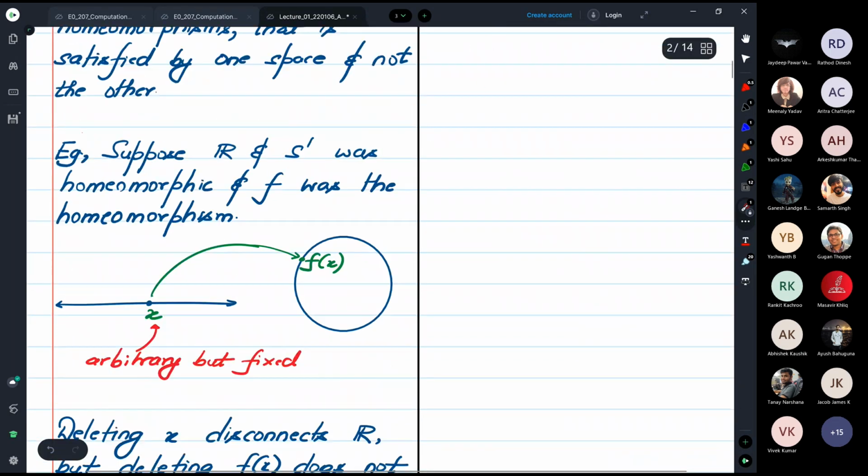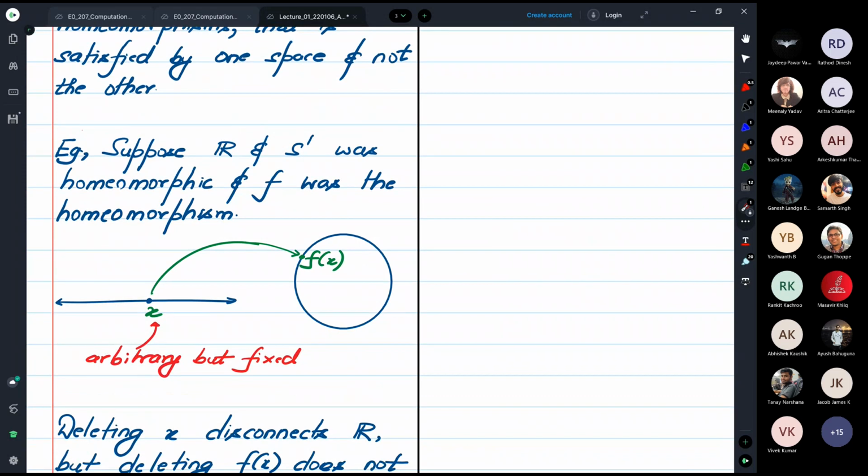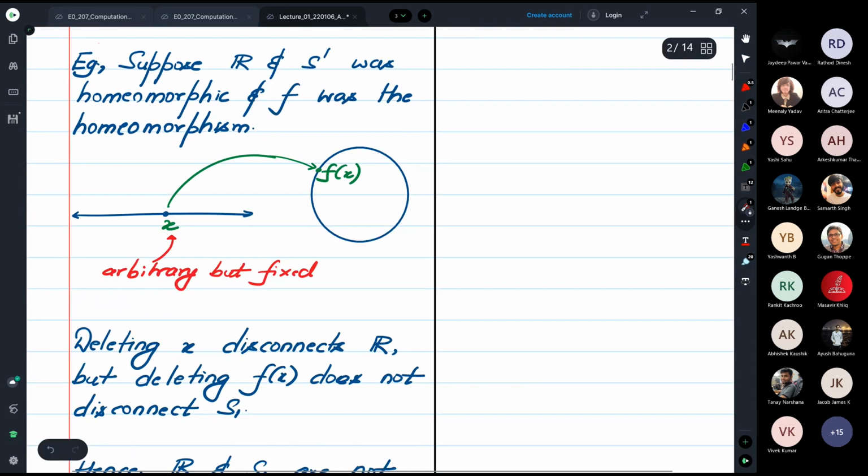Okay, so let's look at that earlier example, right? Again, the question is, we have these two spaces R and S1, and we are interested in knowing whether R and S1 are homeomorphic or not. So the goal is to try and identify a property that is preserved under homeomorphism, right? For the sake of contradiction, we will assume that this space and this space are indeed homeomorphic, right?